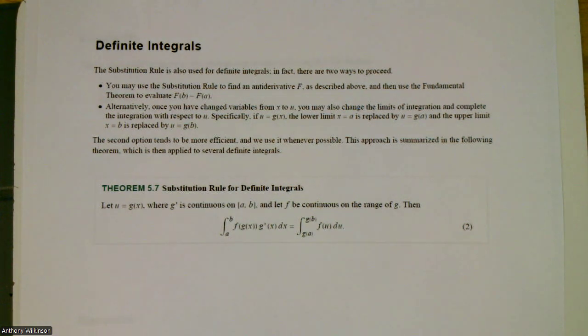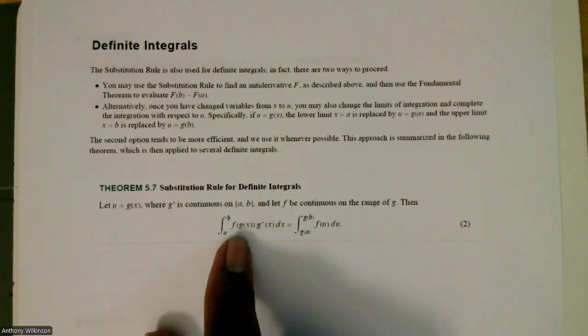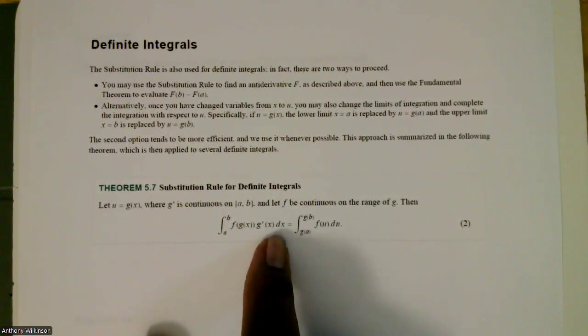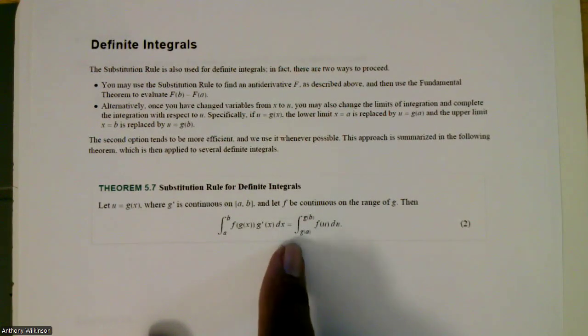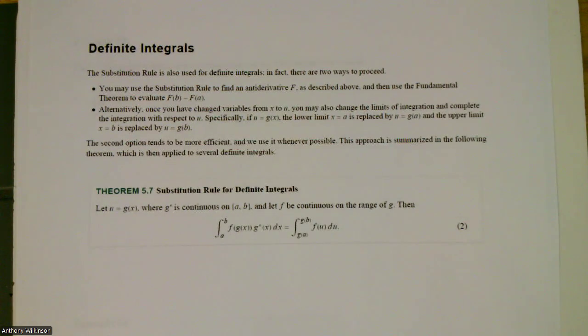So the approach is summarized in the following theorem, which is then applied to several definite integrals. Here's Theorem 5.7, and it states, for the substitution rule for definite integrals, let u equal g of x where g prime is continuous on the closed interval a to b, and let f be continuous on the range of g. Then the integral from a to b of f of g of x times g prime of x dx is equal to the integral from g of a to g of b of f of u du.